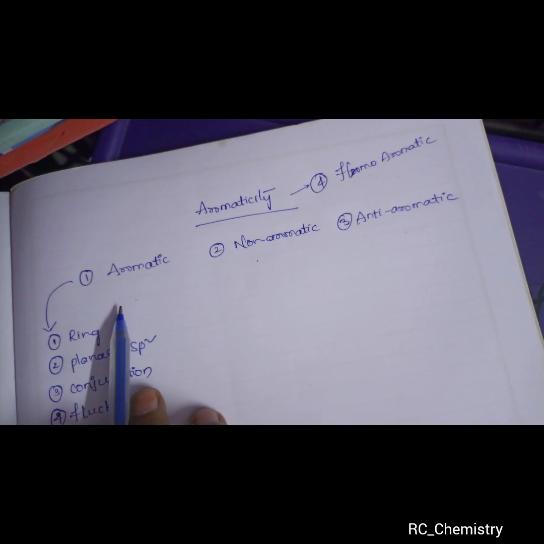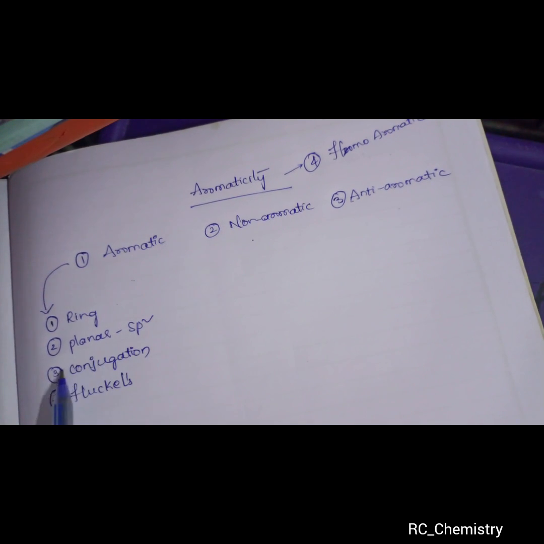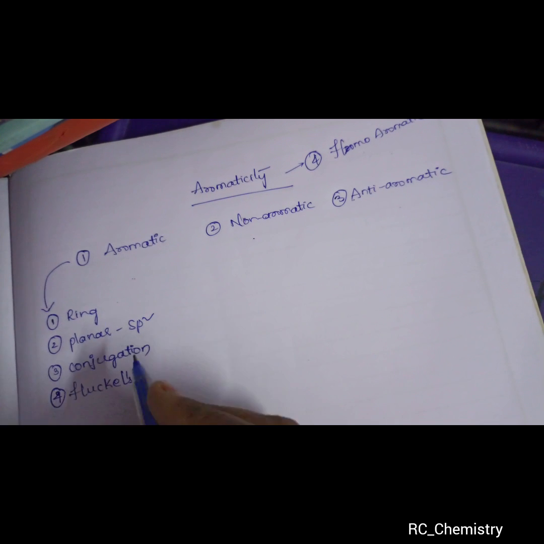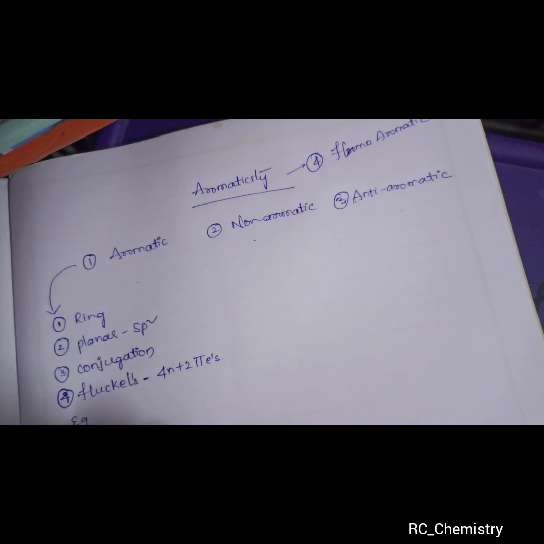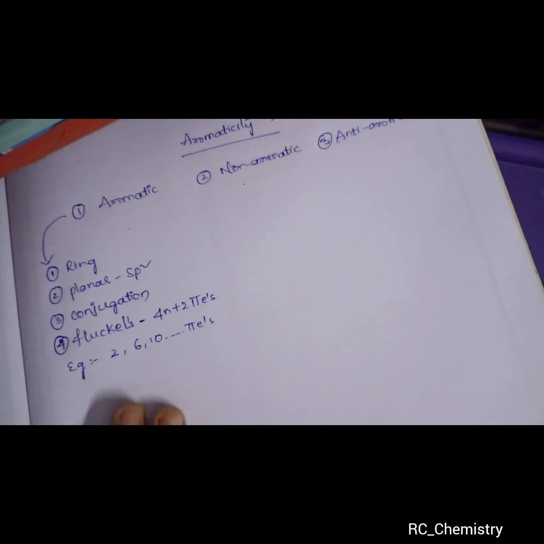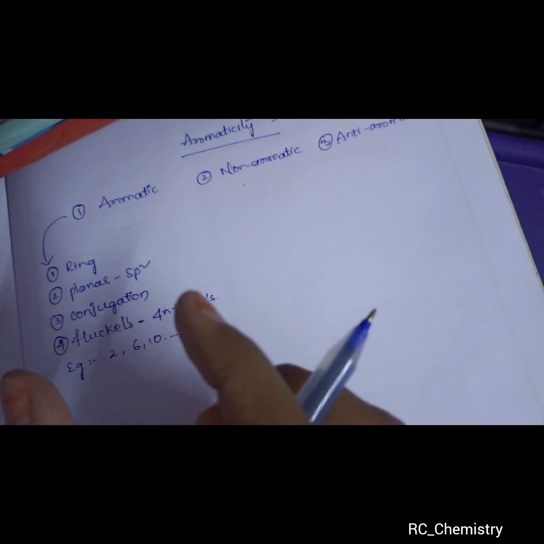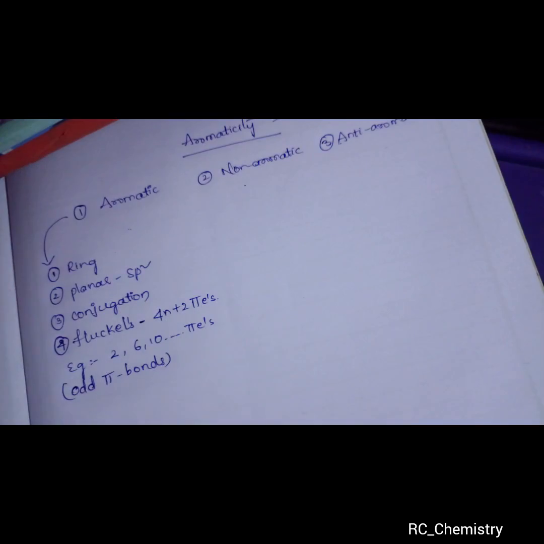There are certain conditions required for a compound to be aromatic in nature. First, the compound should contain a ring and it should be planar with sp2 hybridization. Next, the ring should be in conjugation, as well as follow Huckel's rule, which is 4n plus 2 pi electrons. For example, the total electrons will be 2, 6, 10, etc. These will be pi electrons. In order to identify, if we count the number of pi bonds in a compound and get an odd number of pi bonds, then there is a chance that the molecule can be aromatic.